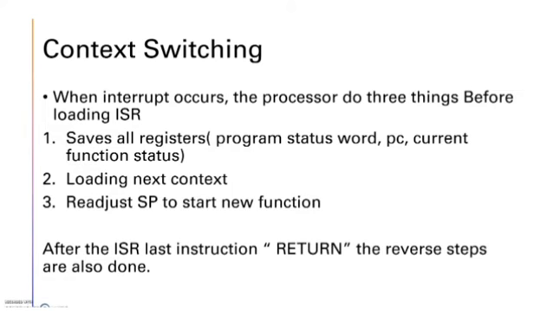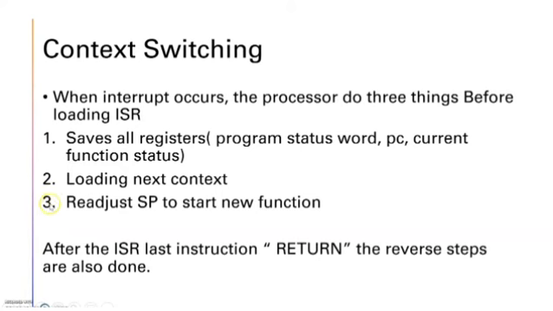Okay. So these three things it will be doing when an interrupt is occurring. And also after finishing with the execution of the interrupt, on receiving the instruction which is return, which will be the last instruction of the ISR, it will go back to the previous process which it was executing, right? And on encountering this return instruction, it will be doing these steps in reverse.